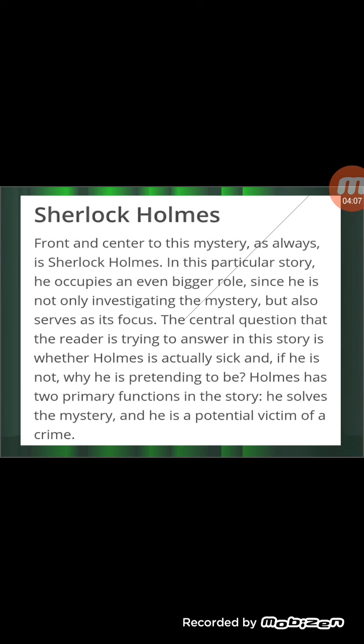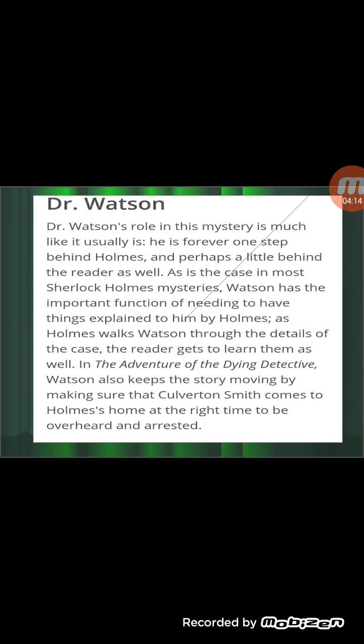Holmes has 2 primary functions in the story. He solves the mystery and he is a potential victim of a crime. Next person is Dr. Watson. Dr. Watson is the major role, and he is a person who is in the confidence of Sherlock Holmes. His role in the mystery is much like it usually is in the stories of Sherlock Holmes. He is forever one step behind Holmes, and perhaps a little behind the reader as well.